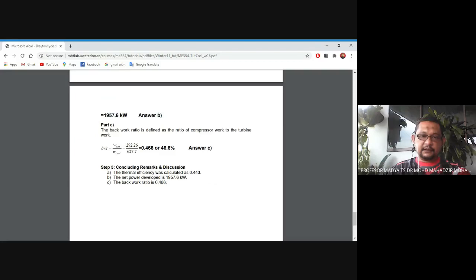Okay, and then C is the back work ratio. By definition, it is the ratio of compressor work to the turbine work. This equation you have to remember because it is not given in the exam, but you can look in the books. Based on it, you have the value of compressor work in and turbine work out. Put them in the equation, and you will get the back work ratio as 46.6%.